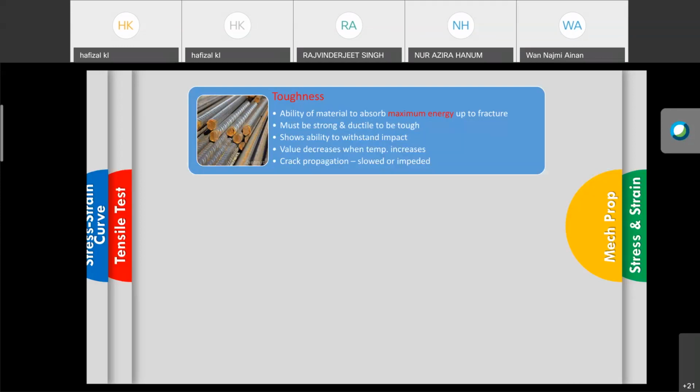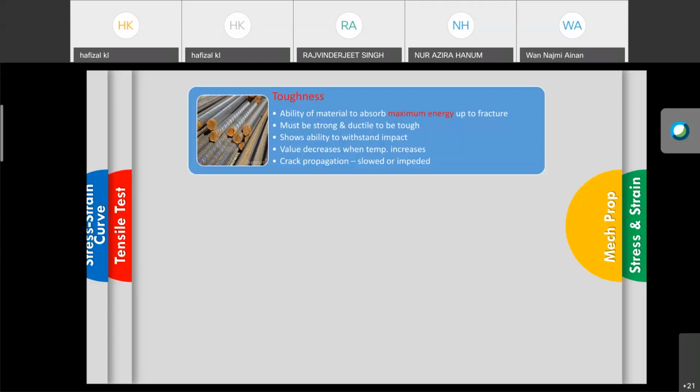It also shows the ability to withstand impact. We also have the impact test, which tests the impact resistance of a certain material, and mechanical properties such as toughness and hardness. The value decreases when the temperature increases. If we apply a higher temperature, the toughness of the material will decrease.